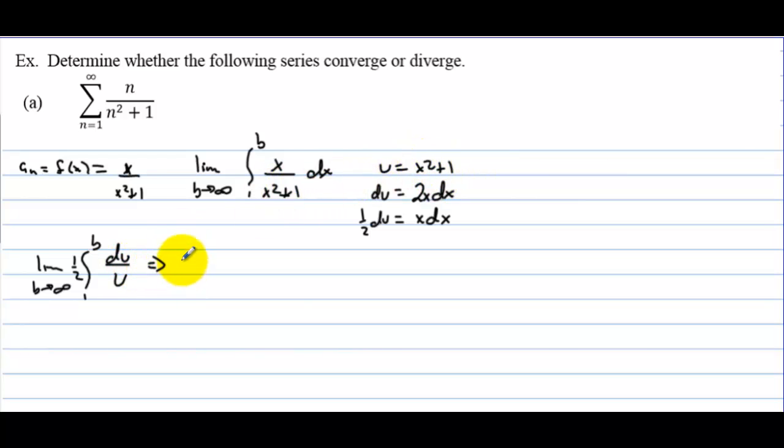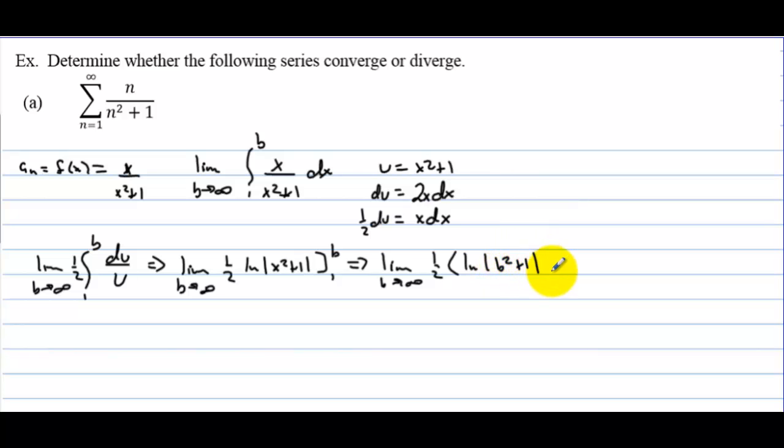And that's going to go to the limit as b approaches infinity of 1/2 times the natural log of the absolute value. The integral of 1 over u is natural log. But u is x squared plus 1. So we have x squared plus 1, and we're evaluating from 1 to b. That's the limit as b approaches infinity of 1/2 times the natural log of the absolute value of b squared plus 1, minus the natural log of the absolute value of 2.